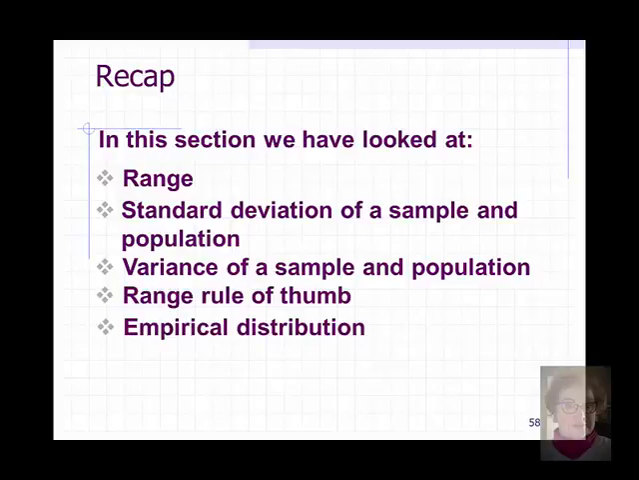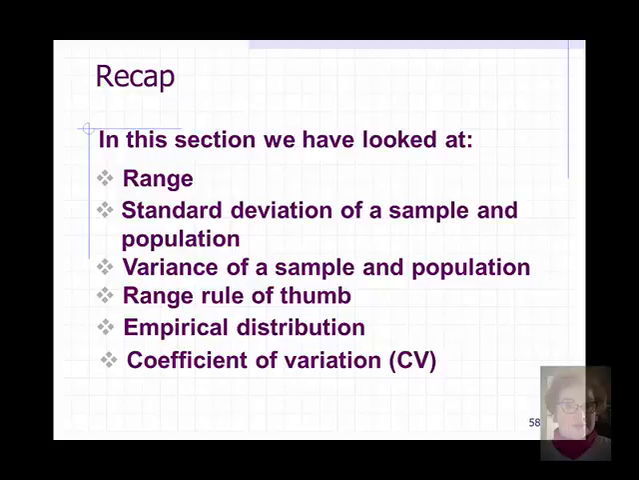We talked about the range rule of thumb. We talked about the empirical distribution, which is also known as the 68, 95, 99.7 rule. And we talked about the coefficient of variation, which is a way that we can compare very different distributions.